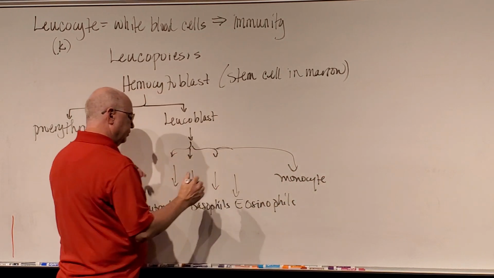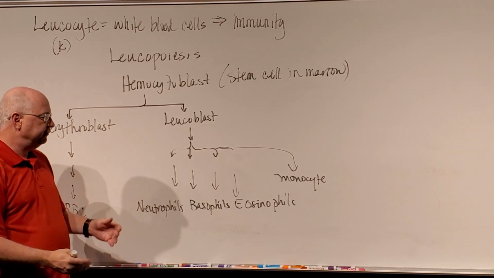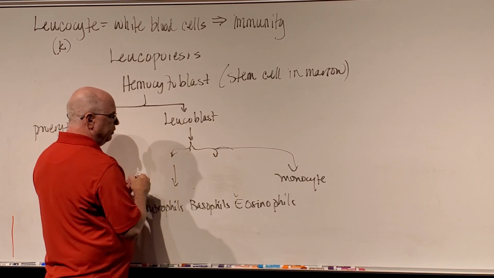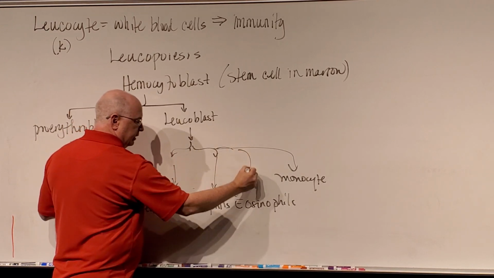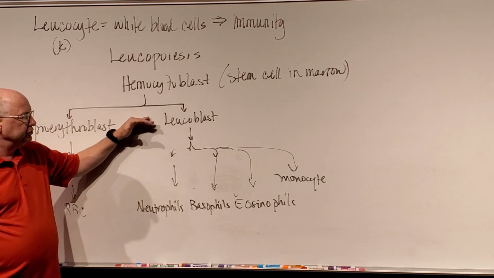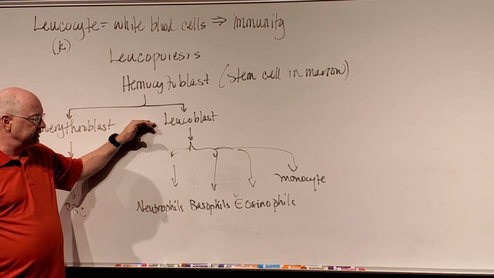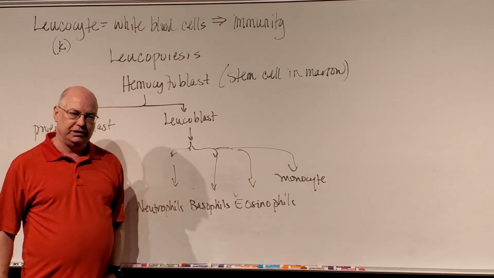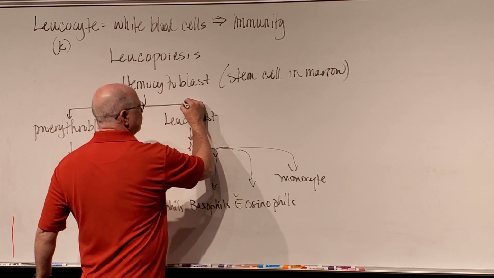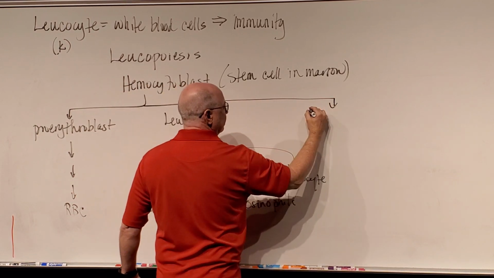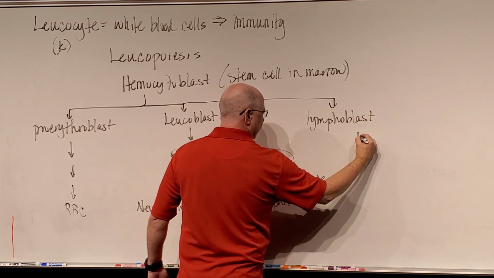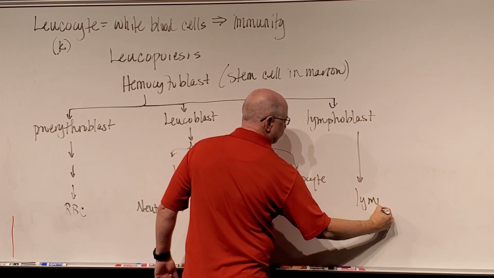So all of these cells come from the same stem cell that red blood cells come from. Again, there's a series of steps into becoming each one of these. But once it's developed into a leukoblast, it's almost completely dedicated to becoming one of these 4 cells. It's far more complex than this. The last thing that a hemocytoblast can evolve into is called a lymphoblast. A lymphoblast will become a lymphocyte.